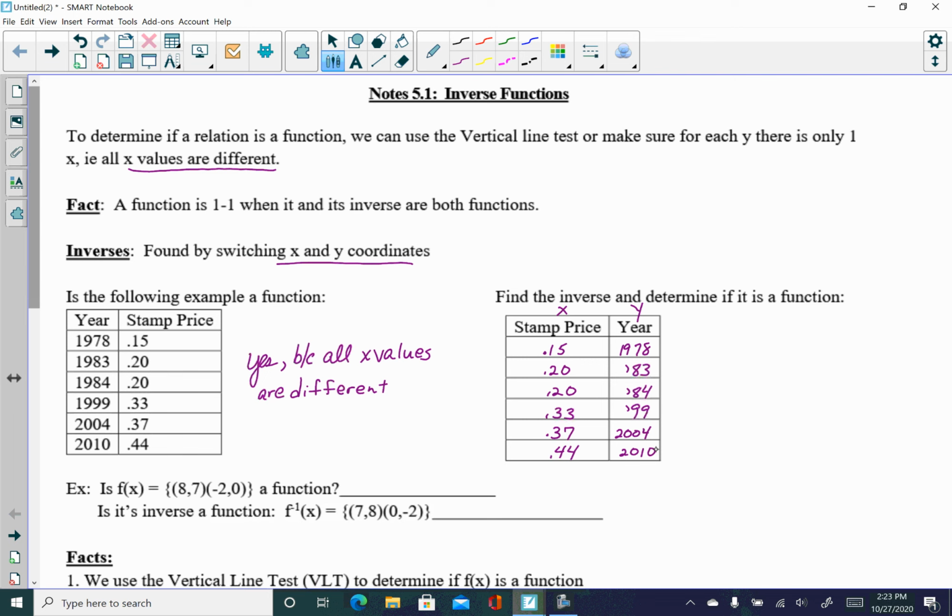Okay, so now we ask, is this a function? Are all of your x values different? And hopefully you would agree, nope. We got a problem here that in 1983 and 1984, you've got this stamp price of 20 cents that repeats itself. So we would say no, because the x value of 20 cents repeats itself.